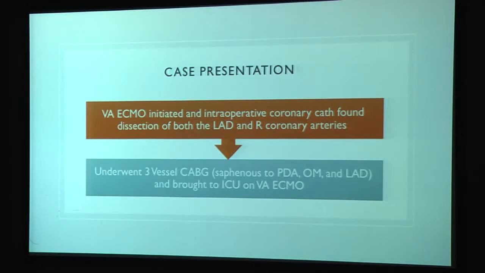Back to the first patient. Once they saw those changes with the RV and the LV, they initiated VA ECMO. They did an intraoperative coronary cath and found dissection of both the LAD and the right coronary arteries. They underwent a 3-vessel CABG, and the patient was brought to the ICU on VA ECMO. And unfortunately, about a week and a half after the initial surgery, this patient died.